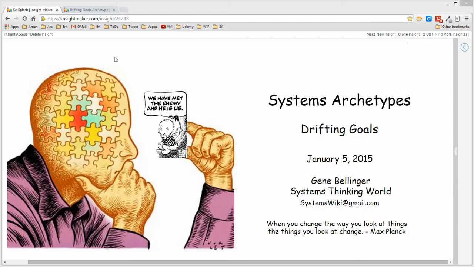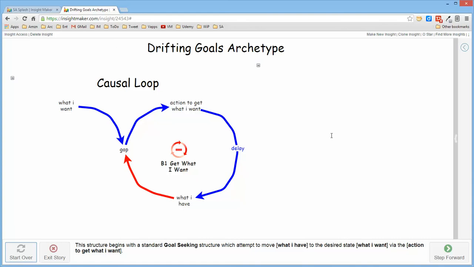In this session, I'll present the drifting goals archetype. The structure begins, part of it is a simple balancing loop where there's a difference between what I want and what I have, and that difference creates a gap, which represents a tension. And I resolve that tension by action taken to move what I have in the direction of what I want.